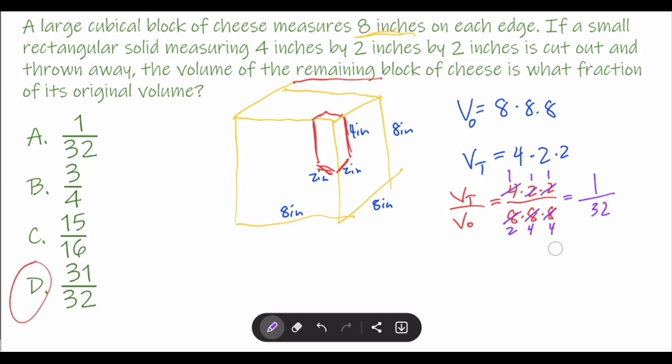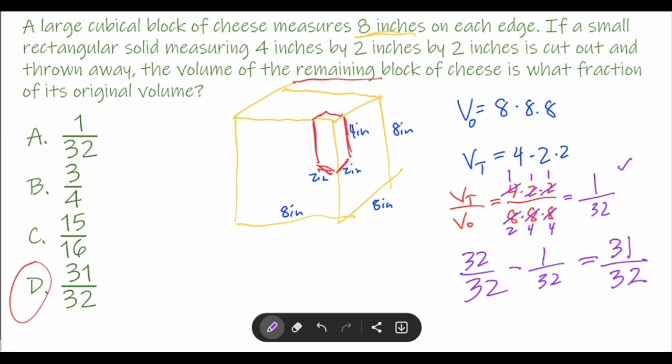So now, what is the fraction of the remaining? Since the one thrown away is 1 out of 32, the original is the entire whole, 32 out of 32. We remove the 1 out of 32, which is the one thrown away. So 32 minus 1 is 31. And then the bottom, we just copy it. Because that's how we subtract fractions.